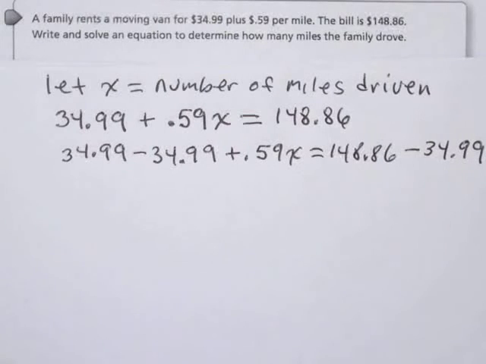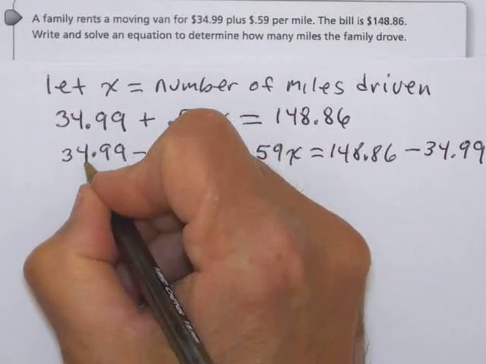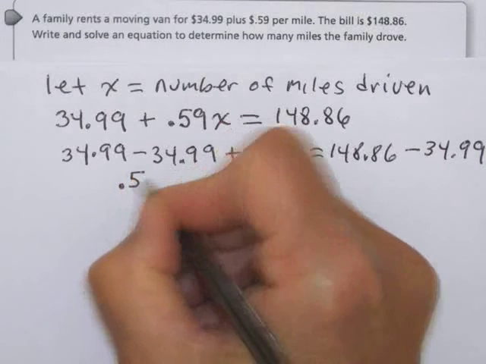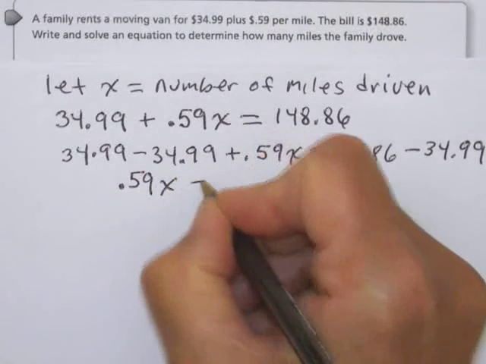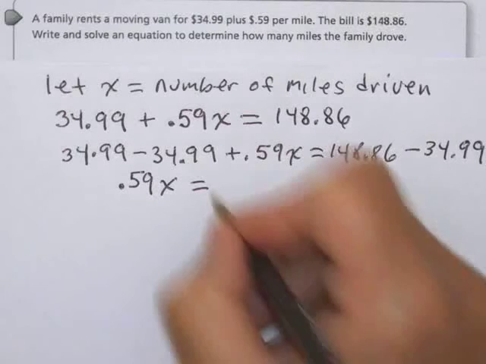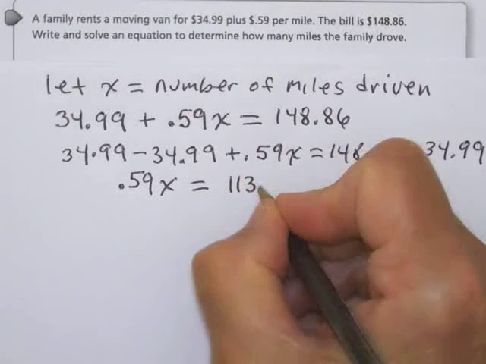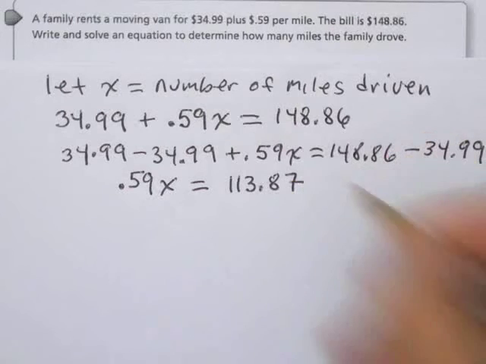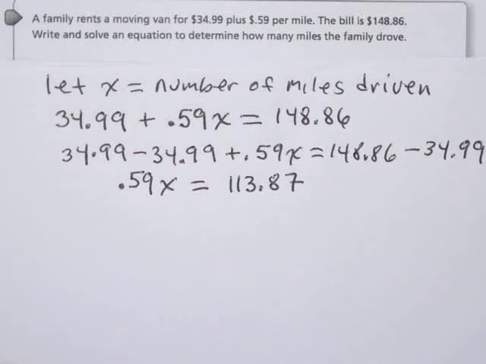All right, I am subtracting $34.99 from both sides. And on my left side, that means I will have 0.59x, and that's going to equal $113.87. And yes, I am working on a calculator. I'm not doing this in my head. So that was step one, the subtraction.